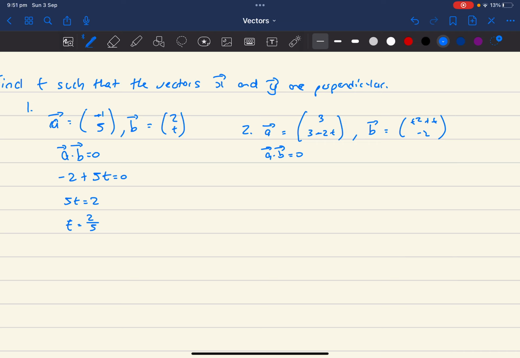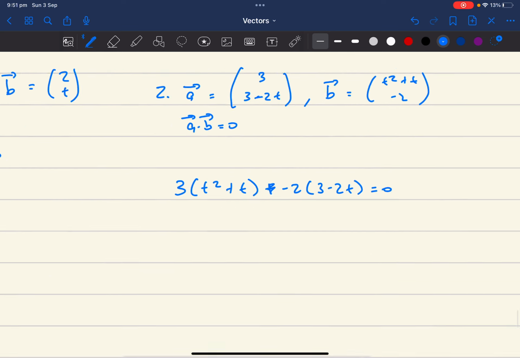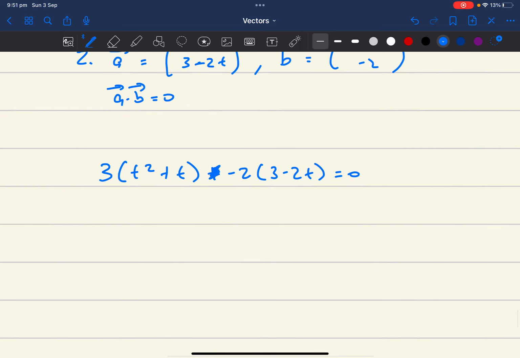Okay, so let's just go through it. So a dot b, I know, is these two x coordinates times together. So you have 3 times t squared plus t. And then you have these two y coordinates times together, right? So you have -2 times 3 minus 2t, and this equals 0. So let's expand this and solve for t.